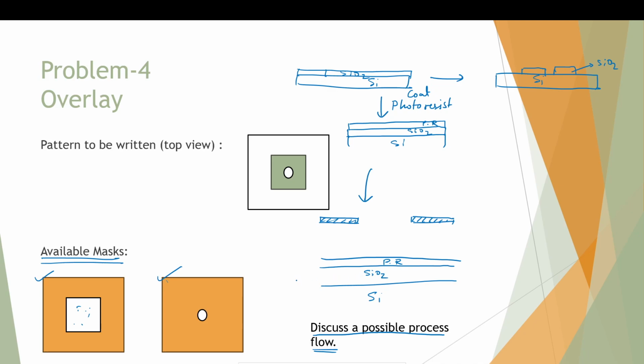Mir is saying negative. So yes, you are right. Since the exposed region needs to survive, so the oxide in the exposed region needs to survive, and the rest of the oxide we need to remove. So we will use a negative PR. Okay, so I used a negative PR, so all these regions were exposed. The next process will obviously be development.